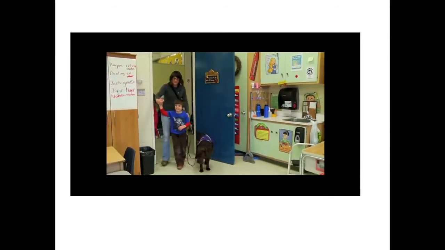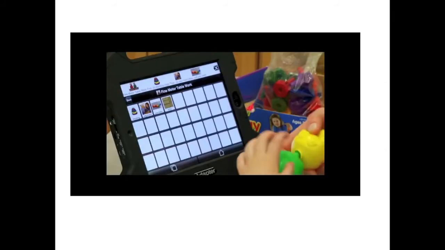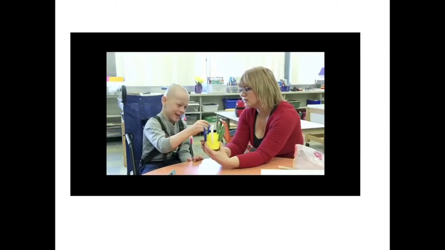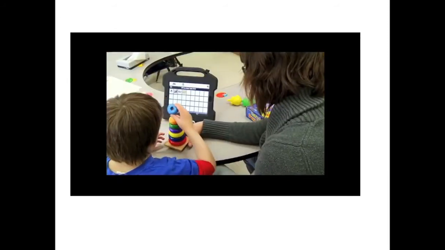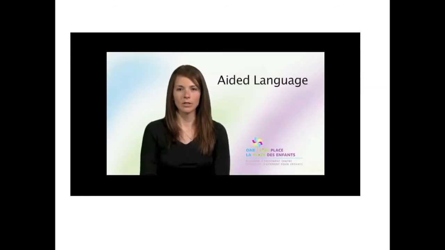Learning to communicate using picture systems can be challenging for anyone who is nonverbal, minimally verbal, or is an emerging communicator. It can be especially difficult if the student has autism. This video will explain one strategy used to support language development and teach children to communicate with their picture-based augmentative communication systems. This strategy is called aided language.